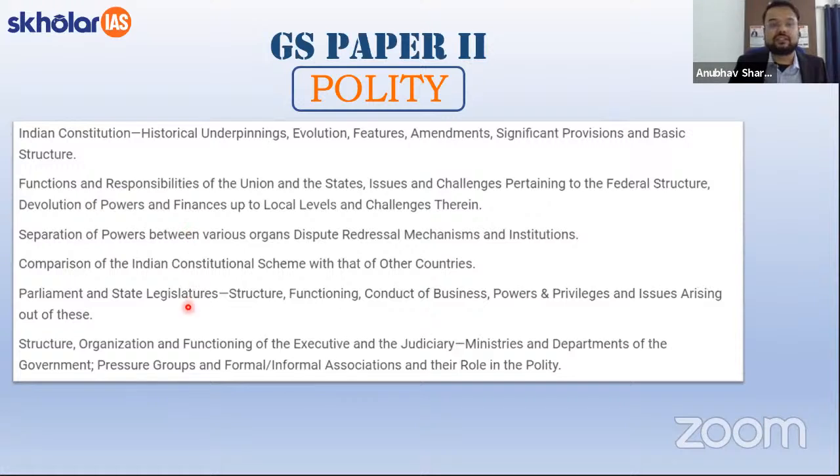Now, the second part is functions and responsibilities of the Union and states, issues and challenges pertaining to the federal structure, devolution of powers and finances up to local level and challenges therein. If we say it in an easy way, we know that India is a federal polity. We have a central government, we have a state government, and then there was the 73rd and 74th amendment to the Constitution by which Panchayati Raj institutions got constitutional status. As such, we now have a three-tier government. The first tier being the central government, second being the state government, and third being the Panchayati Raj institutions.